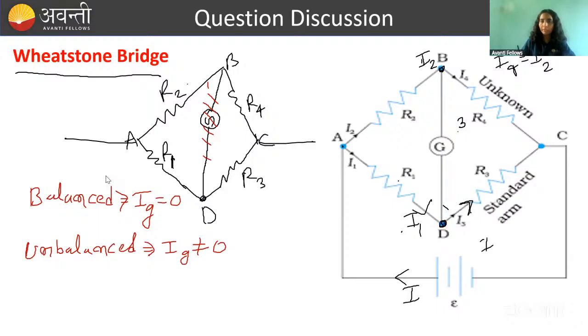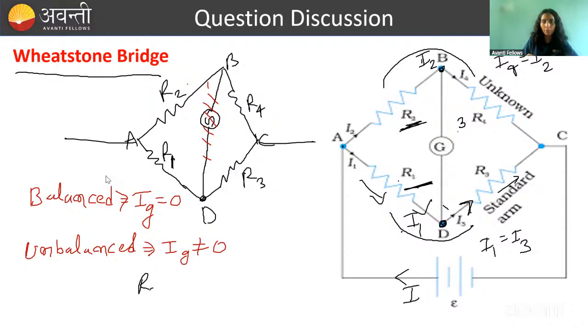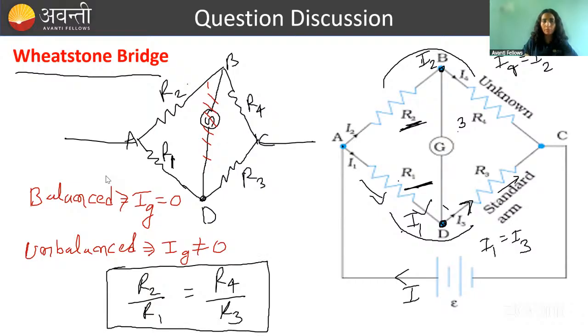So here I1 will be equal to I3. So current in this branch is same, and the current here is also same. Whatever is going through this will go through this in case of balanced Wheatstone bridge. And when you use KVL to write it, you will get that resistance of this arm divided by resistance of this arm, that is R2 by R1, will be equal to R4 by R3. This is the case of balanced Wheatstone bridge.